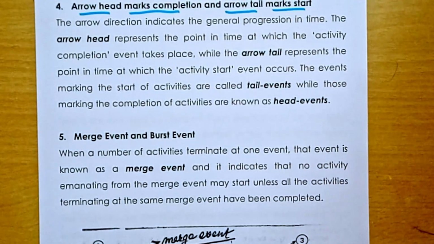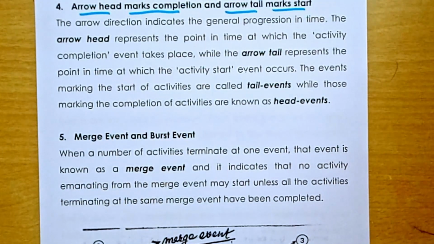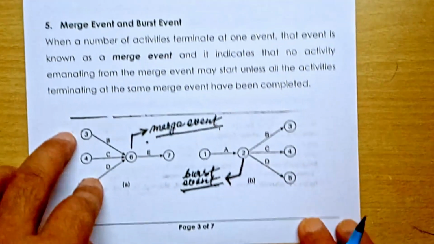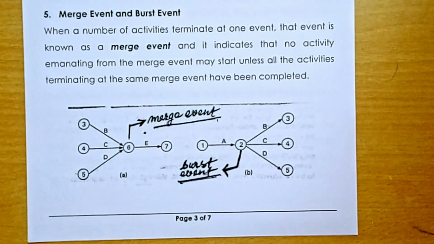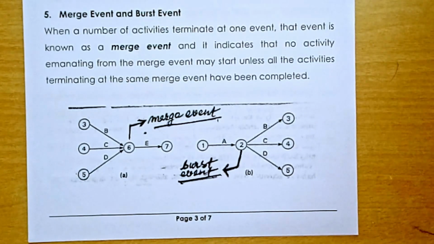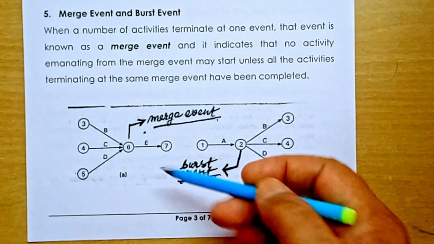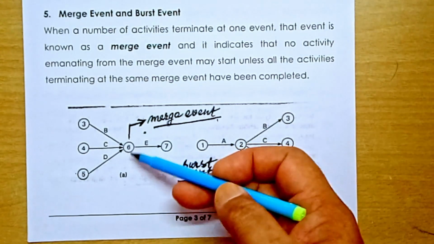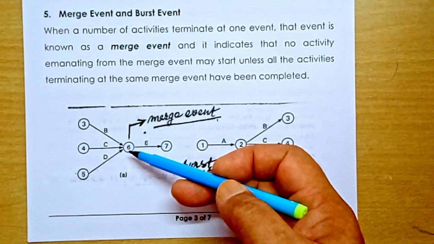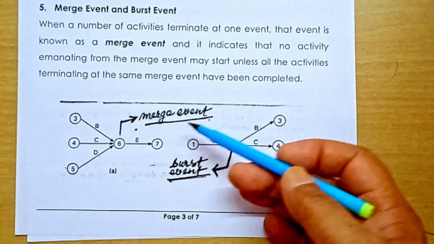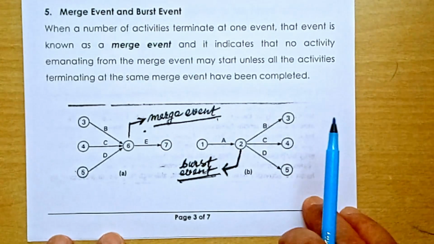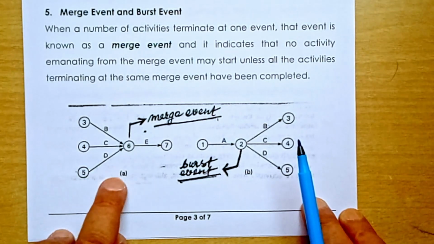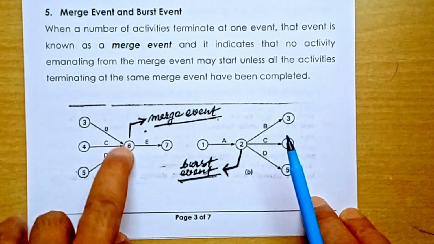Then let us understand merge events and burst events. A merge event is where a number of activities are merging. This is event number 6. This event number 6 is a merge event because 3 activities are merging to this event. Activities B, C, D are merging to this event. So this is a merge event.